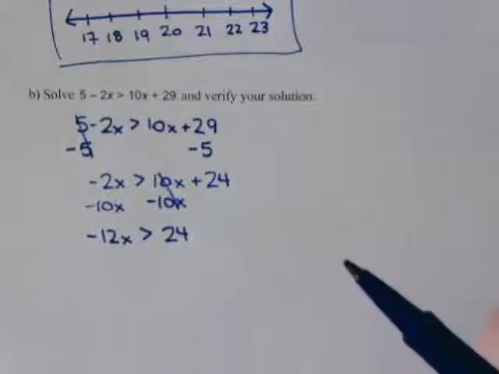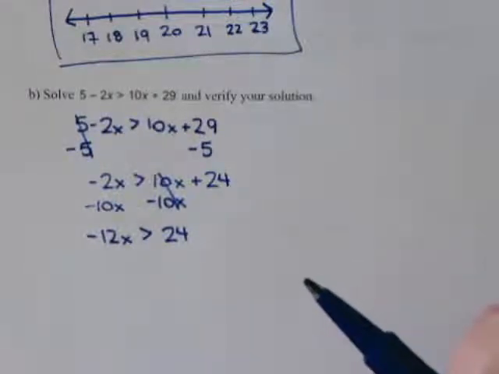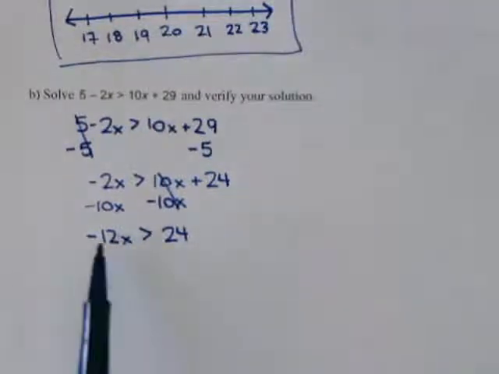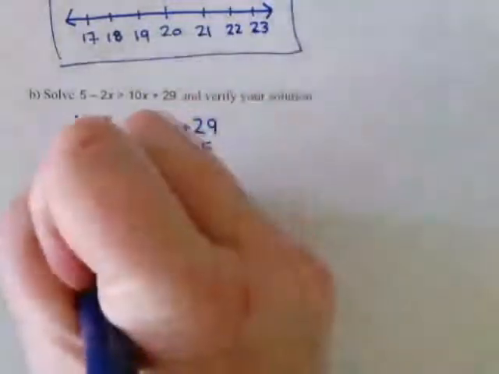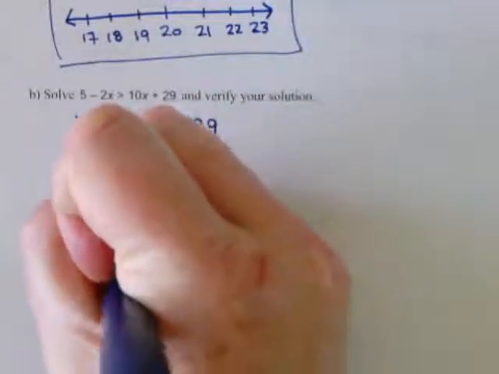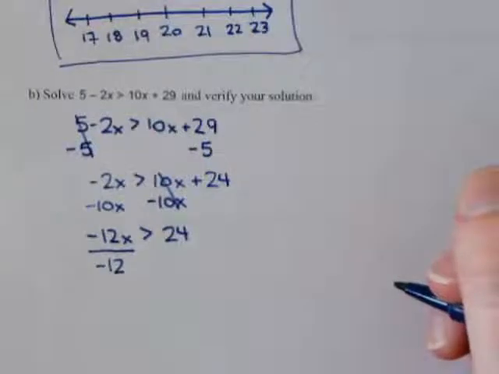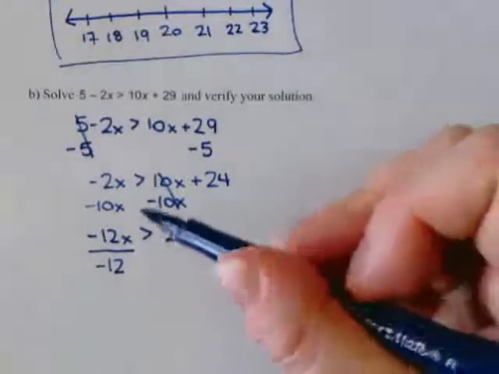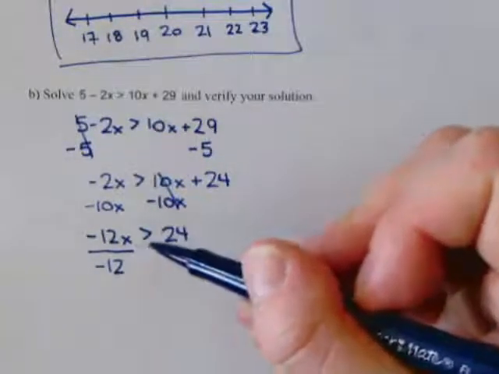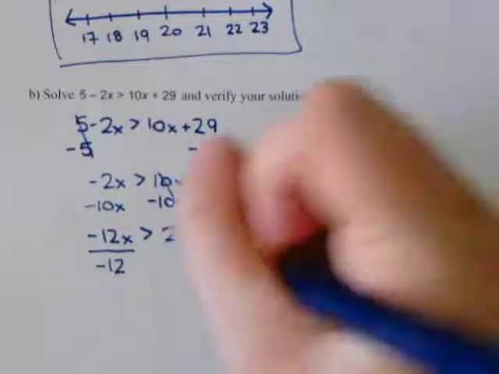Now, to get our final solution, what we have to do is, negative 12x is multiplied, so we need to divide. And look at this, ladies and gentlemen. We are dividing by a negative number, which means our inequality symbol, ding, ding, ding, something has to happen to him. So we're going to do that in just a second.